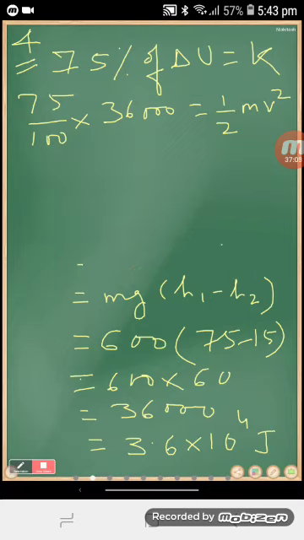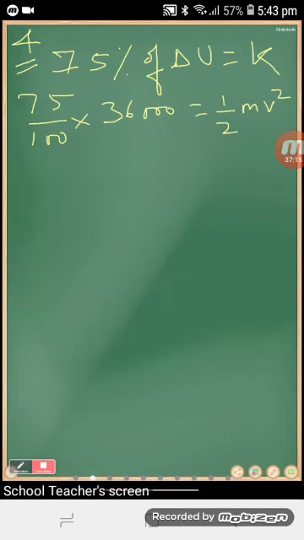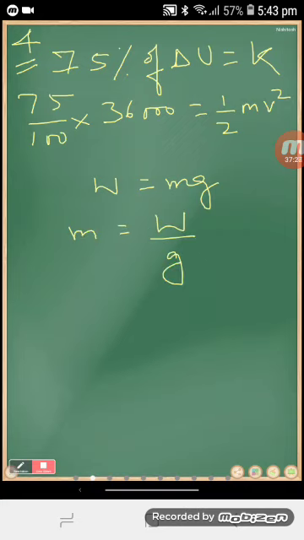Now here we have to do one thing. We have to find out m. Here we are not using mg. Weight we are not going to use. So let us find out m. We have already seen that W is equal to mg. So m will be equal to W by g. W was given as 600 and g is 10. So this comes out to be 60 kilograms. Clear?